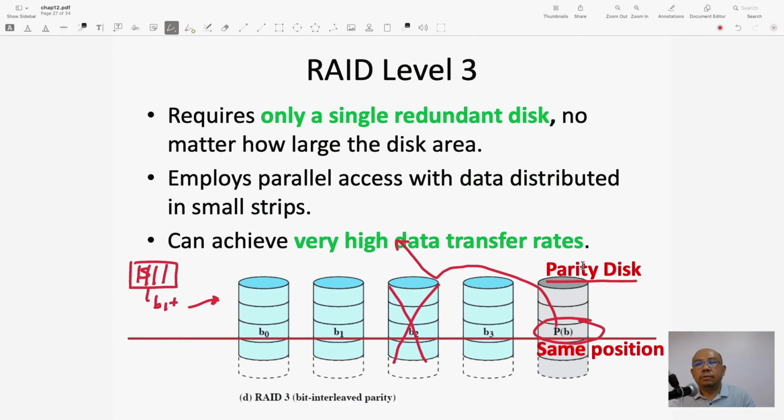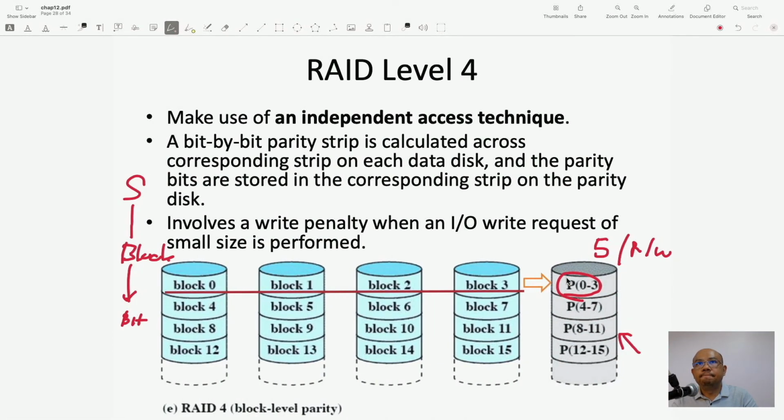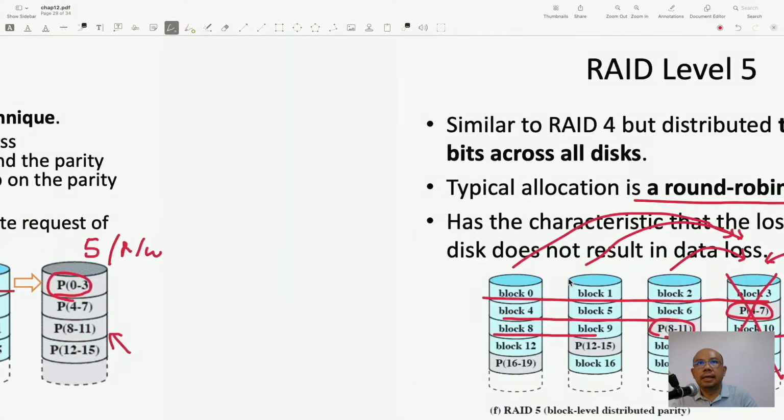And RAID level 3 is applied at the bit level. The bit level is very small. Some data needs to be written in a block, which is a characteristic of the block for reading and writing effectively. So this relates to the level of the bit. And RAID level 4 uses blocks and the remaining disk uses parity.